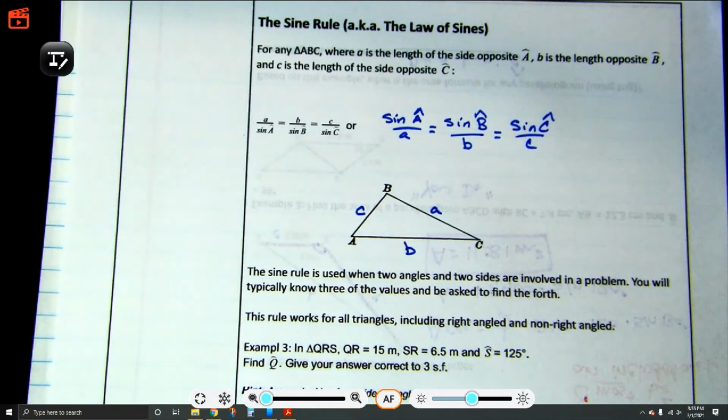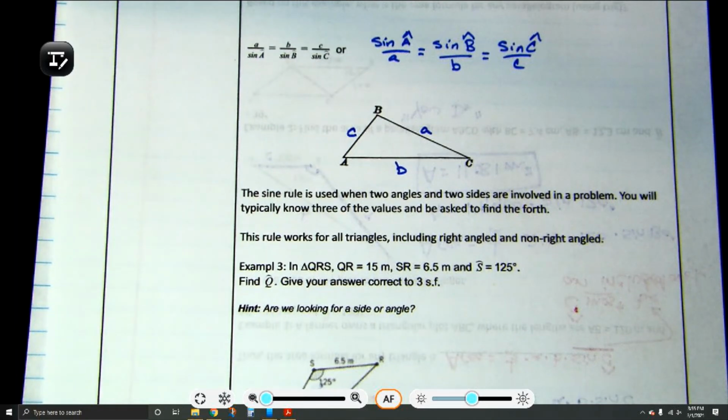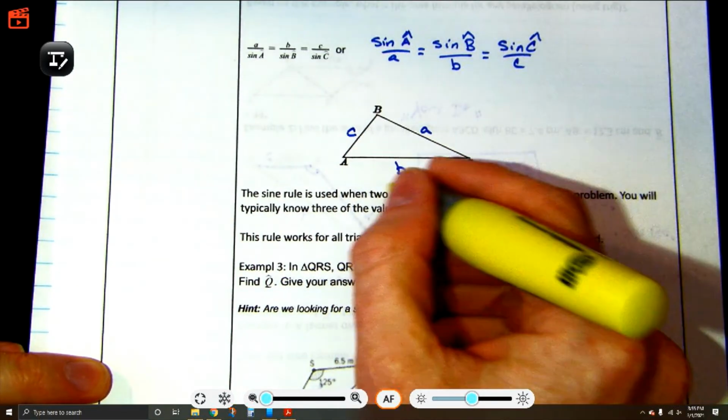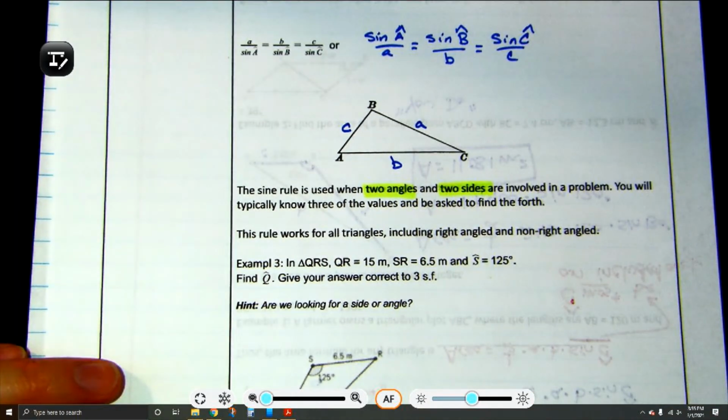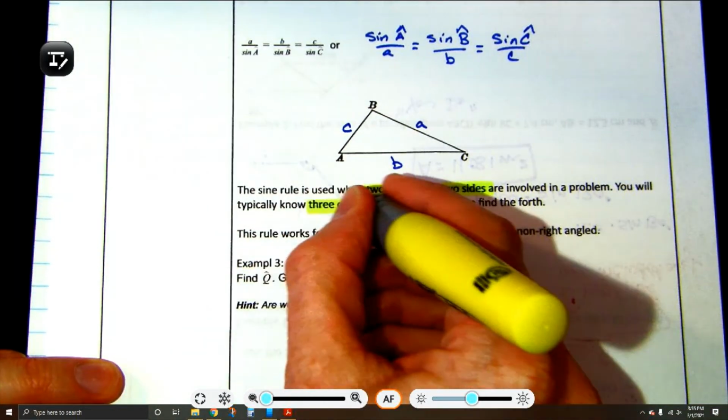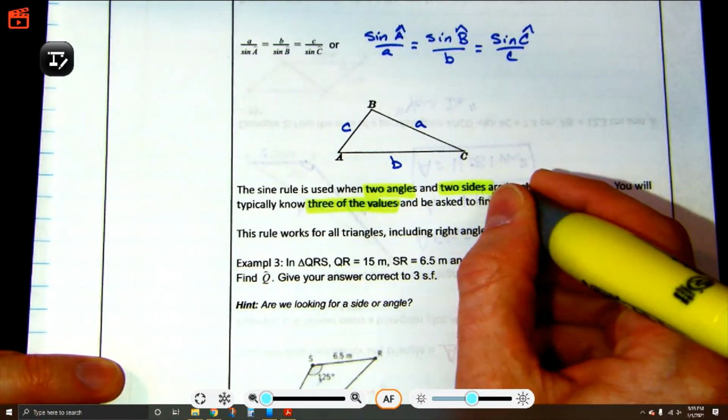So specifically, the sine rule is used when you have 2 angles and 2 sides. And you're typically asked to find one of those. So you have 3 of those values, and you need to find the 4th. So you have 2 angles and 2 sides.